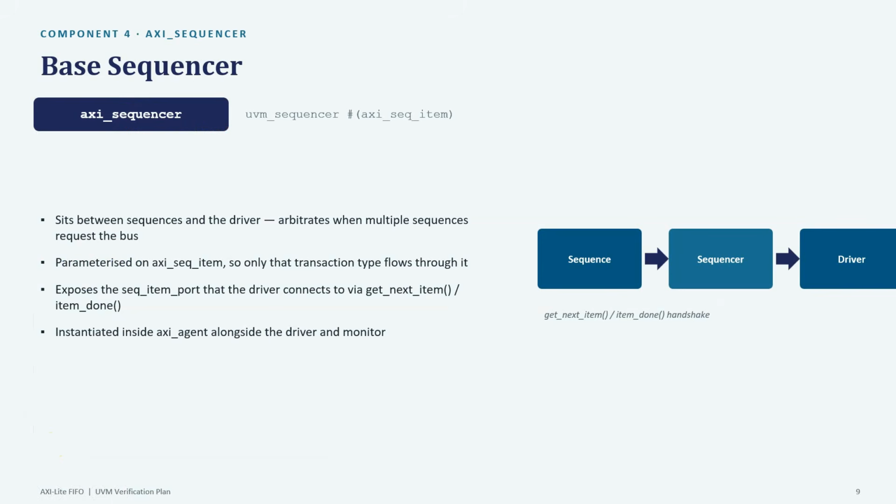And next is base sequencer. This base sequencer is going to sit between the sequences and the driver, and it is going to arbitrate when multiple sequences request the bus. It is parameterized on AXI sequence item so that the transaction type flows through it. Majorly the sequencers are parameterized classes, and we are going to have the parameter as our sequence item. Whatever sequence item we want to transmit, only that particular sequence item will be allowed. I will show you when we discuss the sequencer.